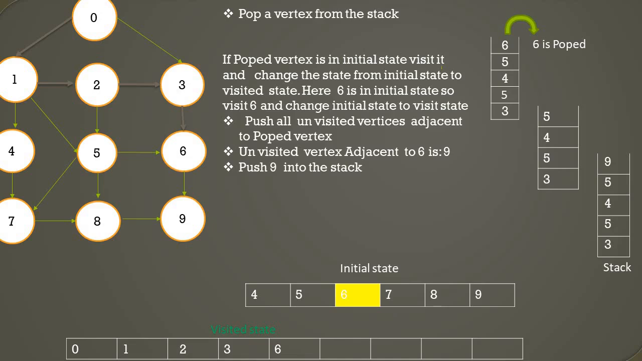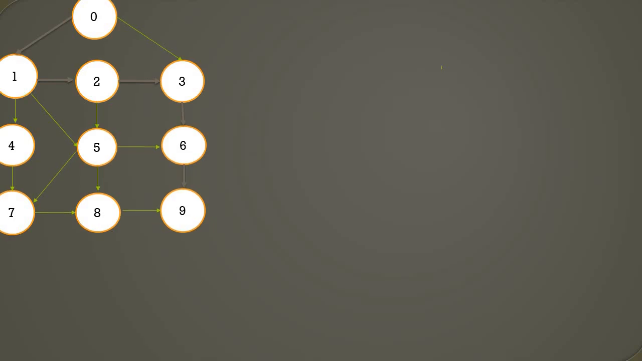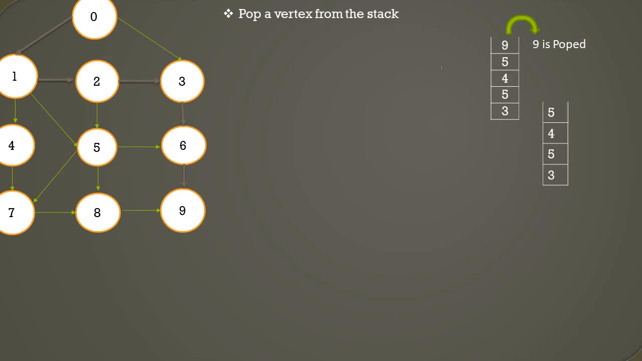Push 9 into the stack. The stack is now 3, 5, 4, 5, 9, showing stack position, initial state and visited state. Pop a vertex from the stack 3, 5, 4, 5, 9. 9 is popped. Remaining 3, 5, 4, 5.